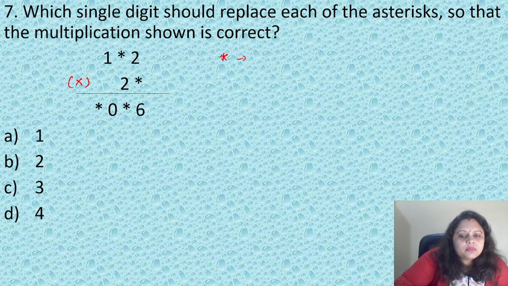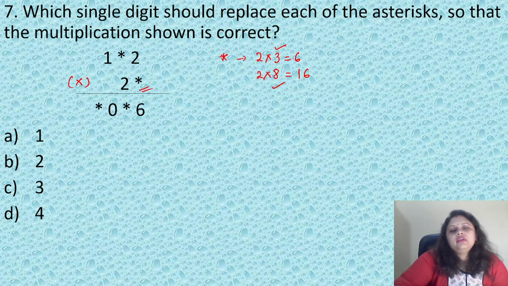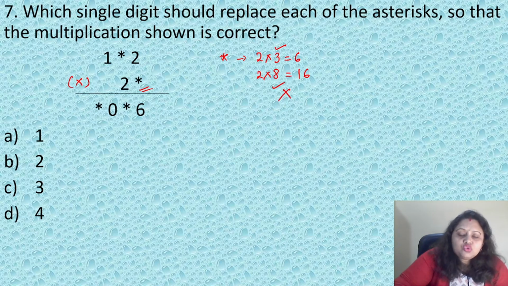You can say something into 2 equal to 6. So 2 into 3 equal to 6 or 2 into 8 equal to 16. So in this place either 3 can be there or 8 can be there. But as we can see that in the 4 options A, B, C, D, 8 is not present. So it has to be 3. Okay, let us check. I am writing 3 in place of the asterisk.